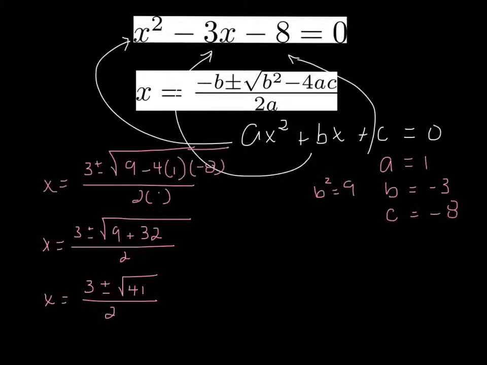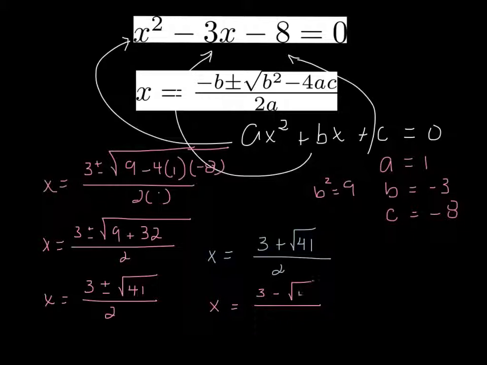Now, because 41 is a prime number, you don't have to reduce the square root of 41. But there are two answers here. Your first answer is x equals 3 plus the square root of 41 over 2. And your second answer is x equals 3 minus the square root of 41 over 2.